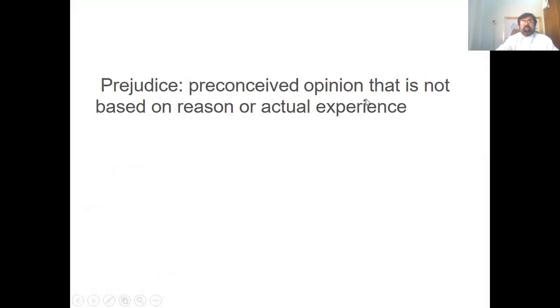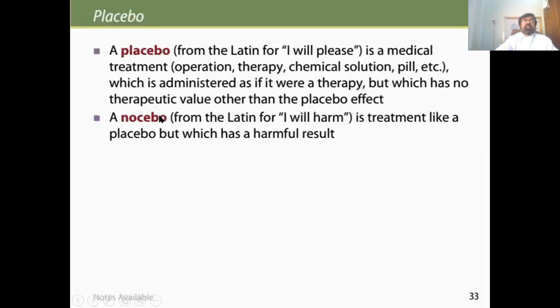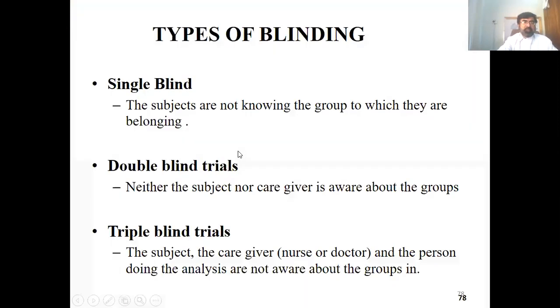Prejudice means a preconceived opinion that is not based on reason or actual experience. A placebo, from the Latin for I will please, is a medical treatment, operation, therapy, chemical solution, pills, etc., which is administered as if it were a therapy, but which has no therapeutic value other than the placebo effect. And that creates an ethical issue whenever you are conducting an experimental study. A nocebo, from the Latin for I will harm, is a treatment like a placebo which has a harmful effect.